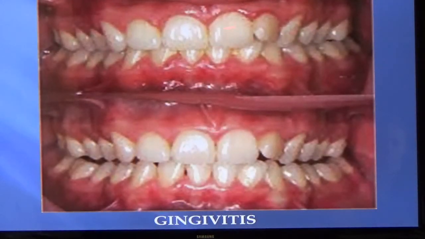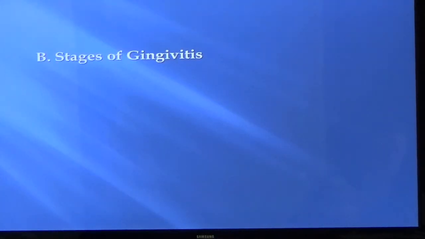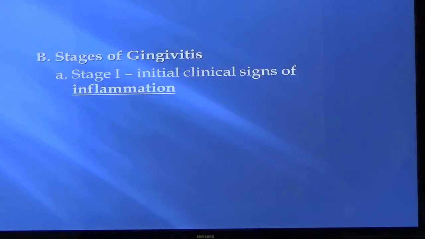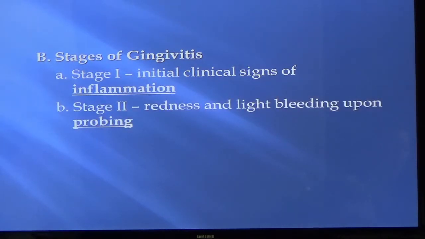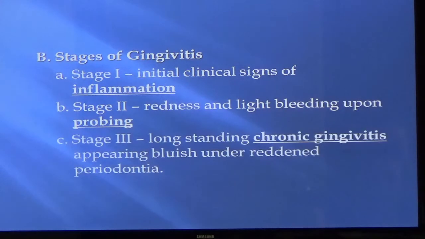So again, here you see some gingivitis around the collars of these teeth, and with brushing and flossing, you can see some decrease in their inflammation around those teeth. So gingivitis, it is reversible. What are the stages? Stage 1 of gingivitis is the initial clinical signs of inflammation. Stage 2 is going to be redness and bleeding on probing. Stage 3, long-standing chronic gingivitis appearing bluish under the reddened periodontium.